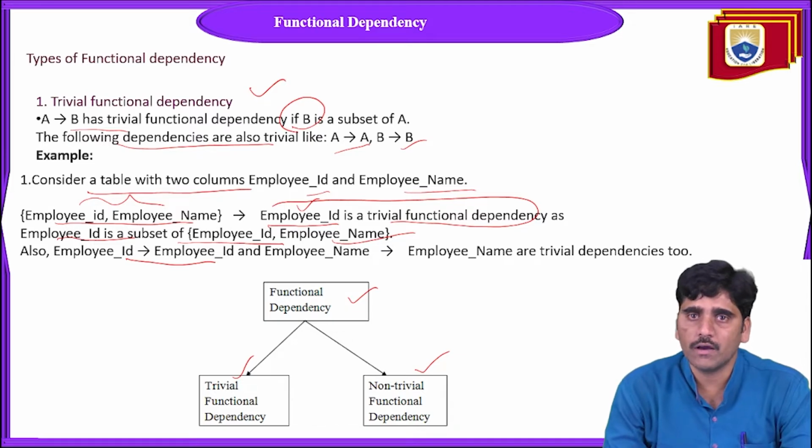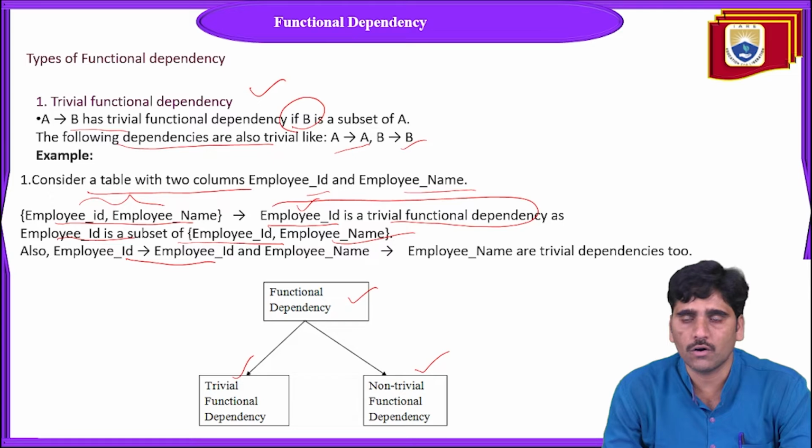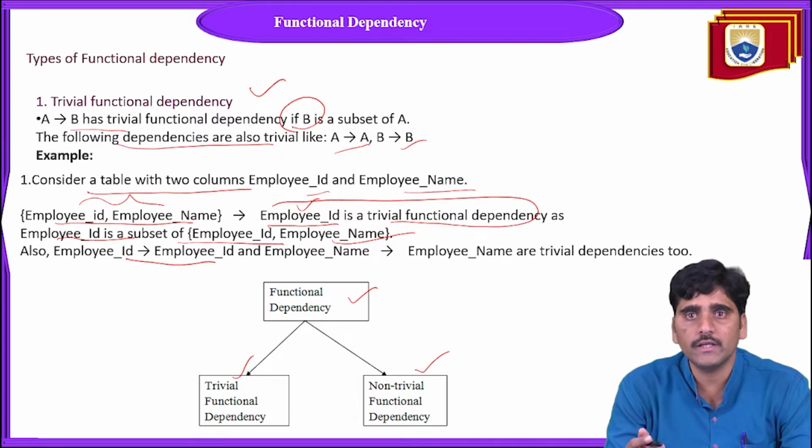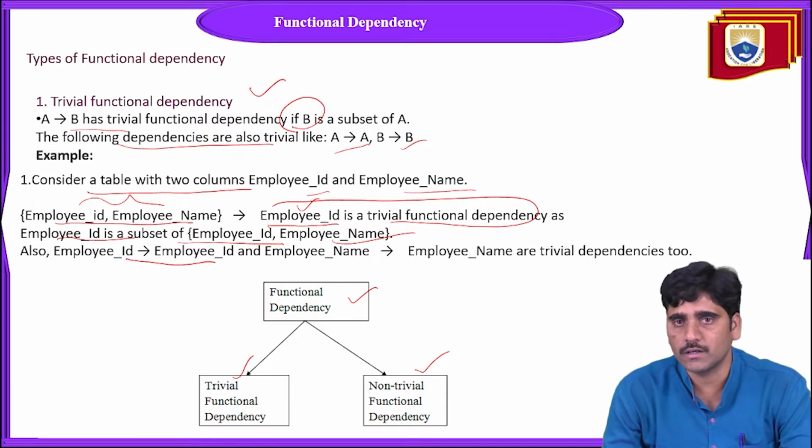And similarly, we can have the employee name and employee ID columns in the table. We can retrieve the values of either employee ID or employee name. But we cannot retrieve the values of salary without having that column in the employee table. So that is said to be trivial functional dependency.